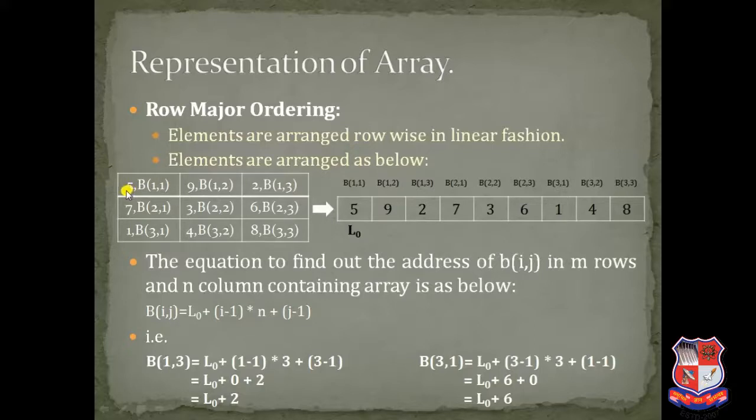So as you can see, if I take the first row, I have 5, 9 and 2. If I take the second row, I have 7, 3 and 6. If I take the third row, I have 1, 4 and 8. The equation to find the address of Bij in an array containing m rows and n columns is as below. B of ij is equal to L0.